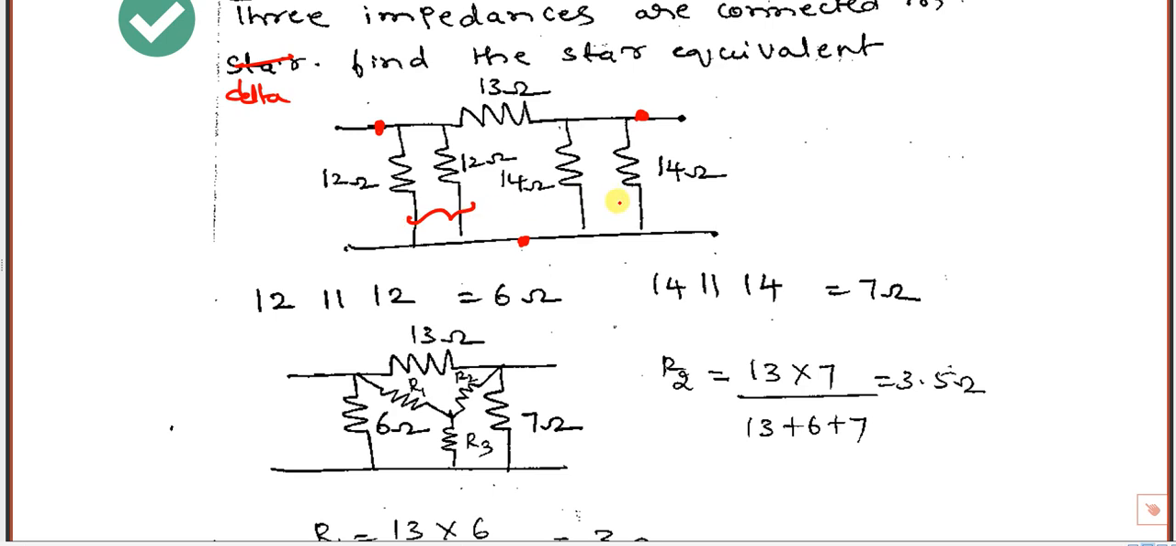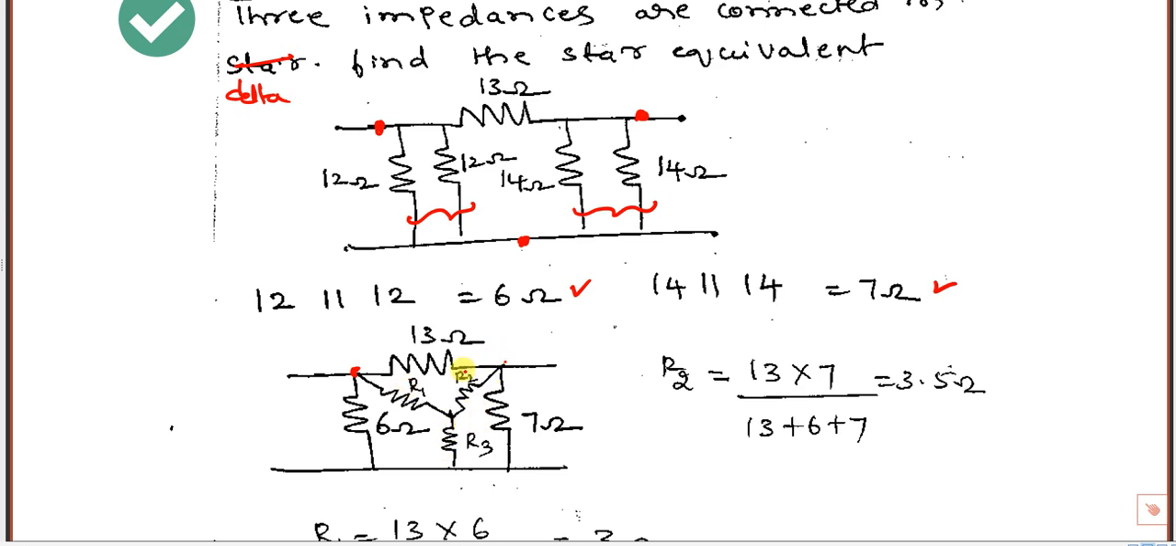These two are in parallel. These two are in parallel. So 7 and 7, 14 and 14 equivalent is 7, and 12 and 12 equivalent is 6. Now we have a delta connected network. Three impedances are connected in delta, and the impedances are 13, 6 and 7. So you have to find out the star equivalent.